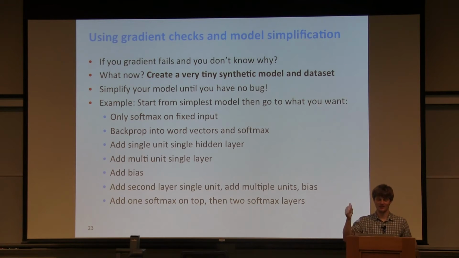And then you might say, all right, now let's backpropagate into the word vectors. Maybe you had a bug in how you pull out the word vector from your general word vector matrix. And then you train both jointly and you see if there's some issue with joint training. Then you might add a single unit in one hidden layer. And then you might add multiple units, then you add the bias term, then you might add multiple layers after that, multiple units for those layers. And at the end, you have one softmax on top, and then maybe if you want to do multitask training, you might add another softmax to the top. And that's basically how you can start from the simplest building blocks and then go on top.